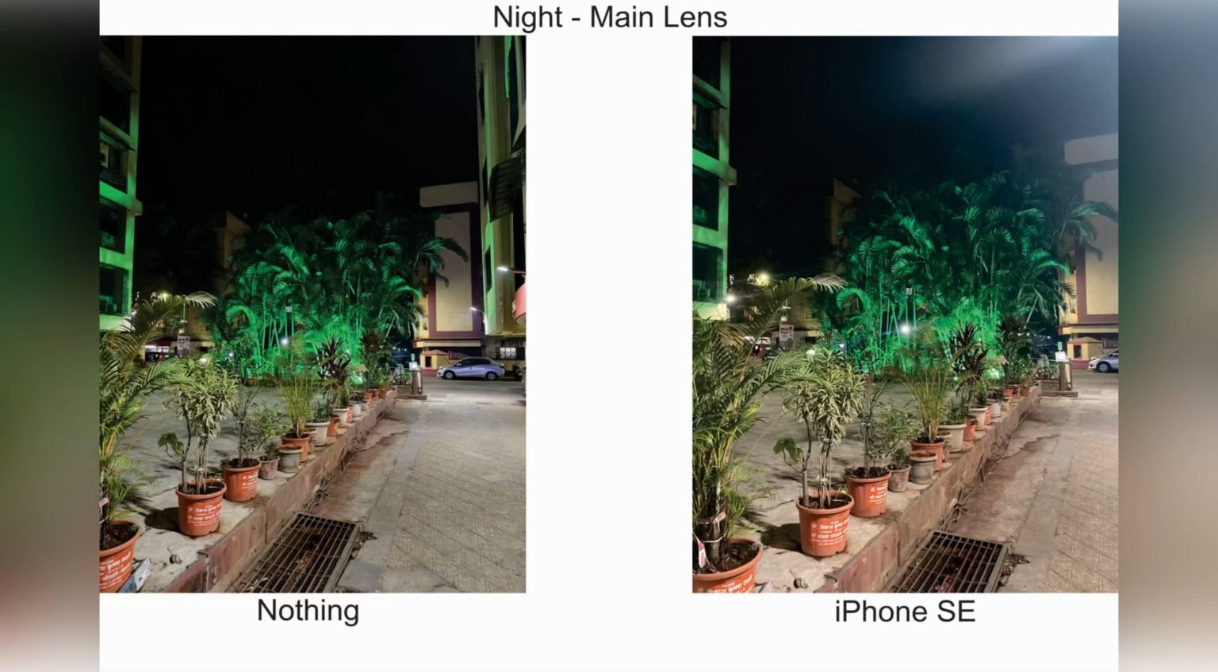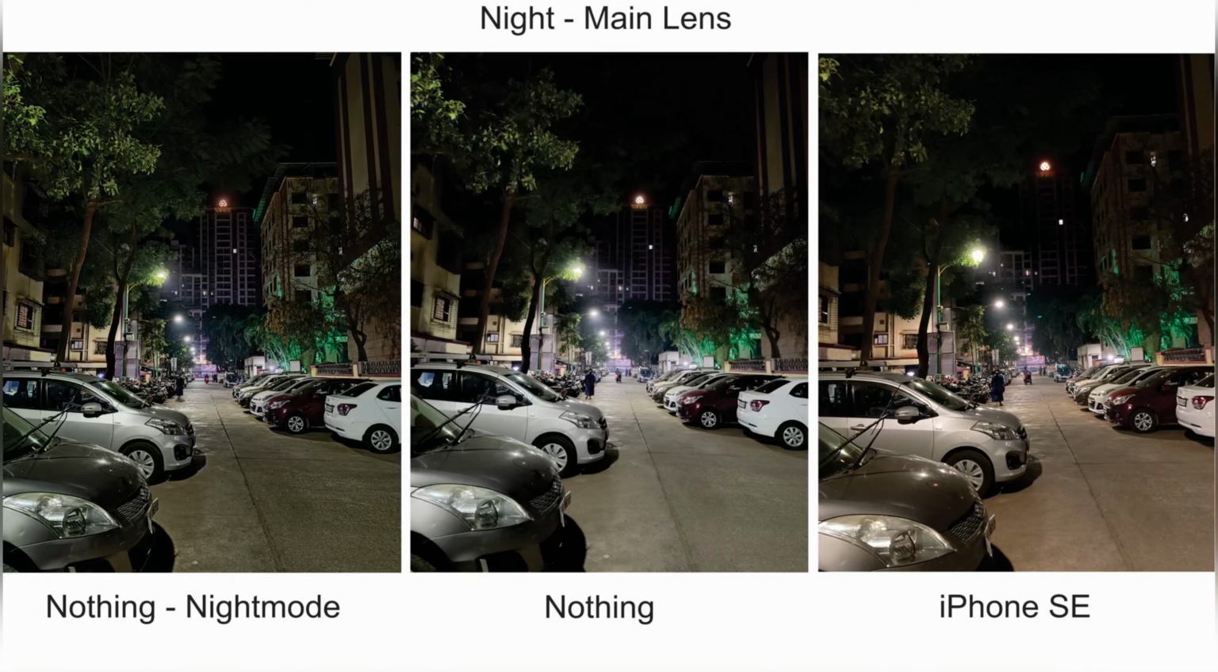Now in the night shots the story starts to change a bit. The Nothing looks better over here in terms of the details, the noise is less, the photo is crisp, the colors are also good. So I would say night, I think Nothing has improved a bit as compared to at least iPhone SE. So the next shot again taken with the main lens, but here we also have the Nothing photo taken in the night mode.